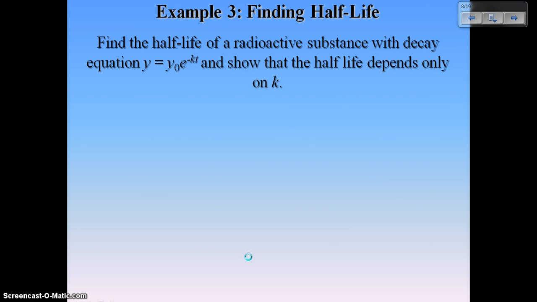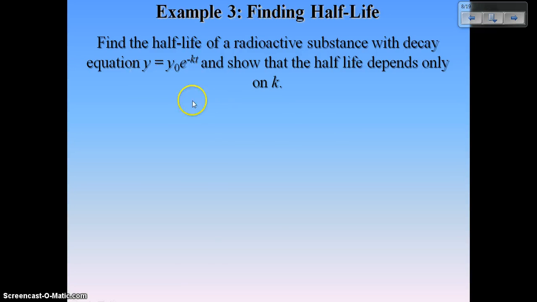All right, example 3, finding half-life. Find the half-life of a radioactive substance with decay equation y equals y naught e to the negative kt. Remember, this was our general exponential growth and decay equation, negative k for decay. And show that the half-life depends only on k. In other words, the half-life of a substance depends only on its rate of decay. It depends on no other factors.